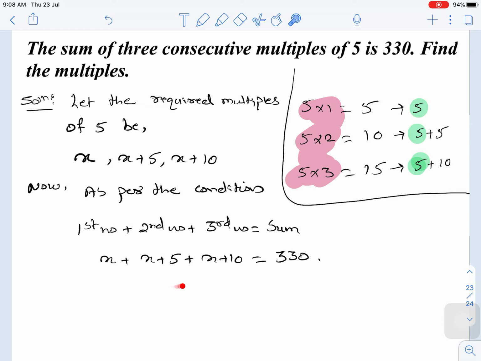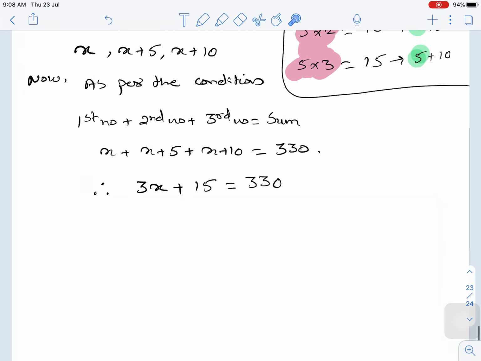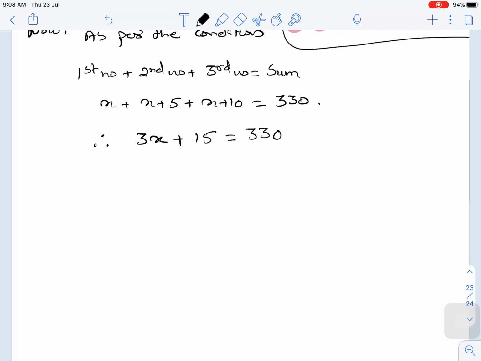Now let us add these numbers. Here x is how many times? 3 times, so it becomes 3x plus, this 10 plus 5 becomes 15, equals 330. Now here we have our linear equation in one variable. Now we change the side of this 15 first. So therefore 3x equals 330 minus 15. Therefore 3x equals 315.